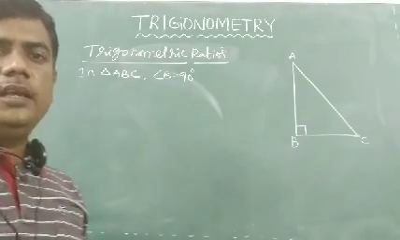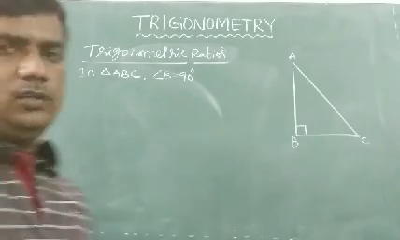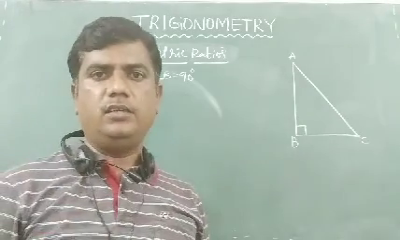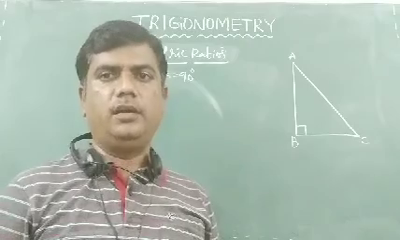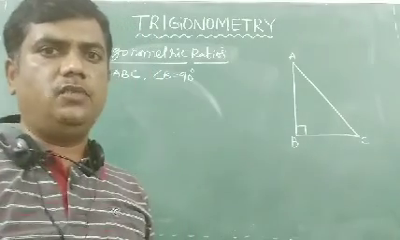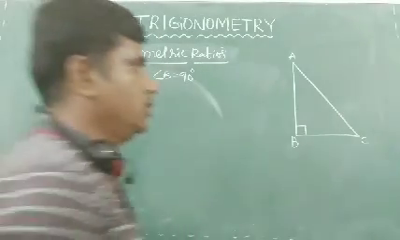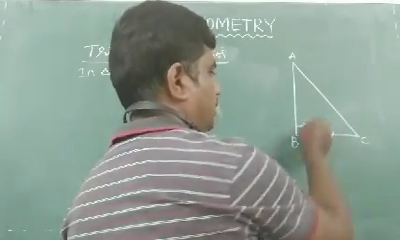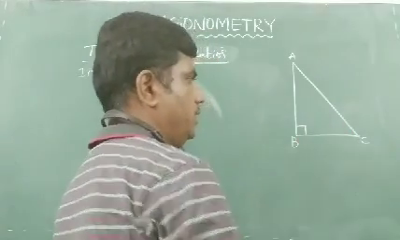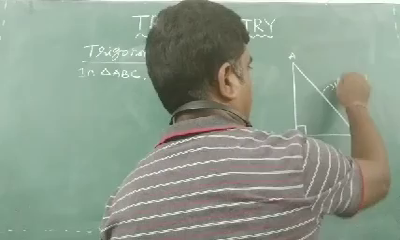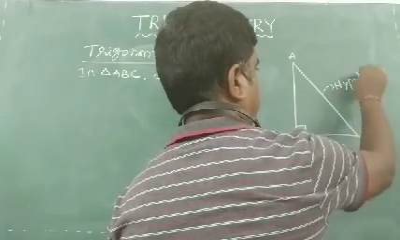In a right angle triangle we have three sides, and those three sides have some special names. Now let us see what those special names are. The side which is exactly opposite to 90 degrees is called the hypotenuse.